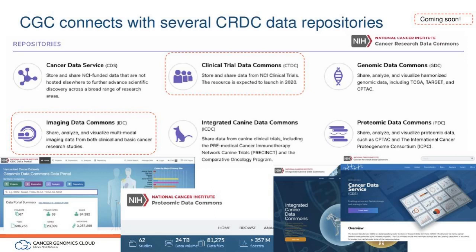And recently, we integrated with the Cancer Data Service, which has several NCI-funded data sets, which don't fit into any of these existing data commons, but are still very valuable for researchers to access. So we made that available via the CGC. And CTDC, which is the Clinical Trial Data Commons, and the Imaging Data Commons, we will be bringing them soon this year.